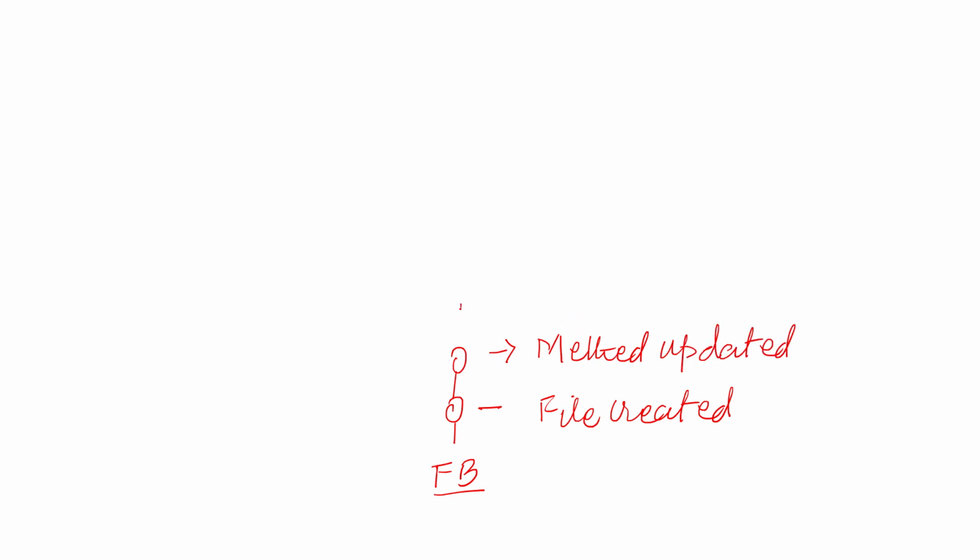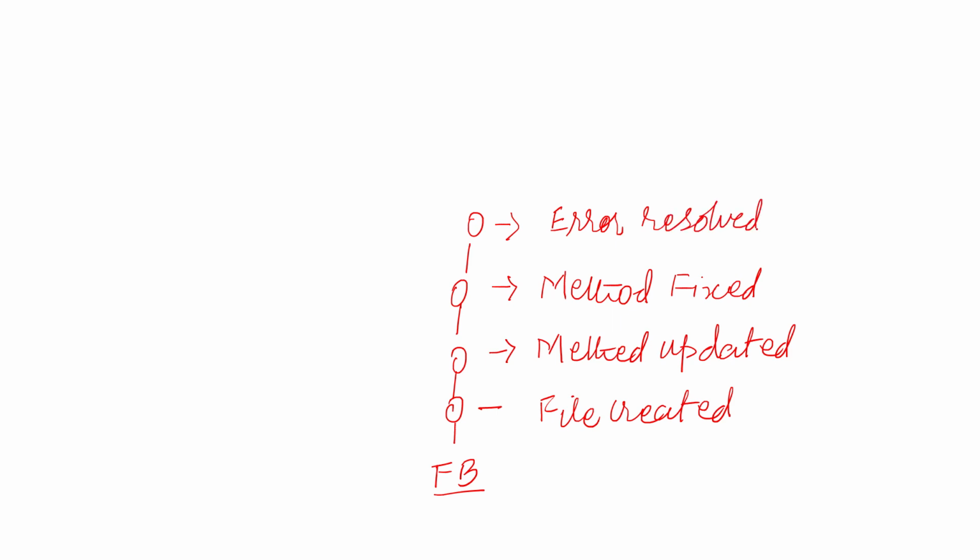and then we made another commit, and we made some mistake in the last commit, and we said here "method fix", right? And then we did another commit, and then we say "error resolved", right? Now we have all these three commits.